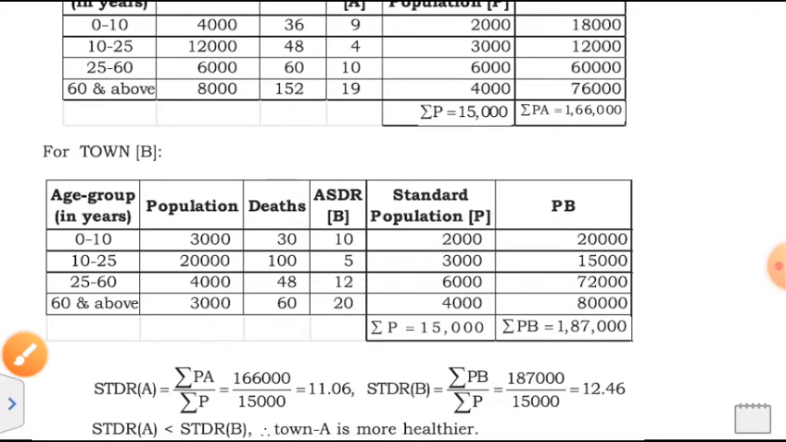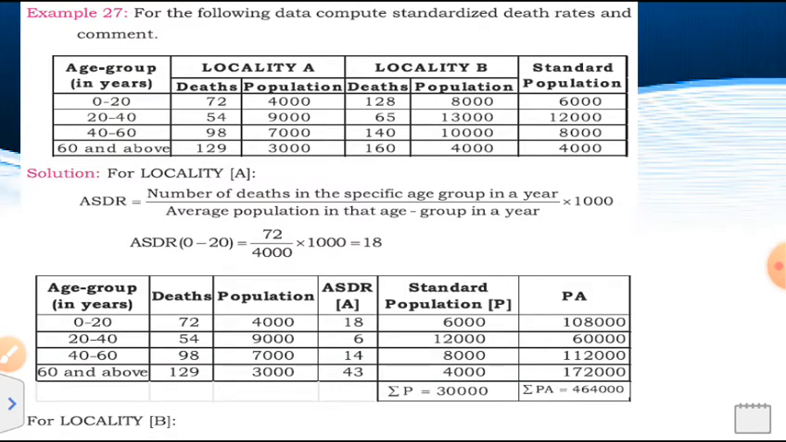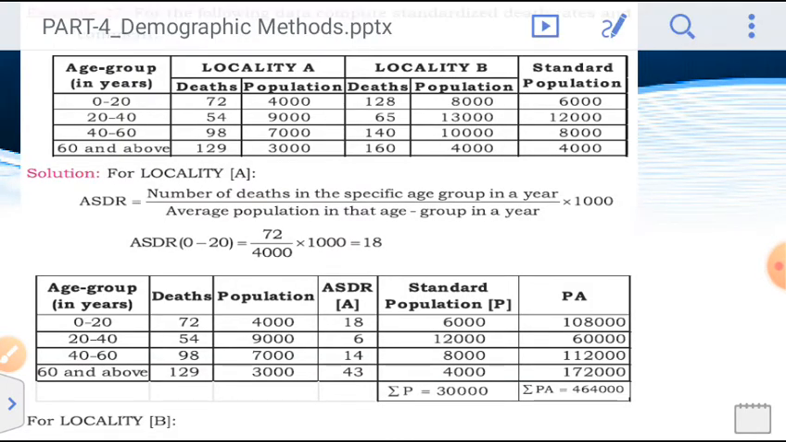And if we look here, since the standard death rate of A is less than that of population B, town A is healthier, correct. This is how we have to calculate the standard death rate. Let us go to the next one.